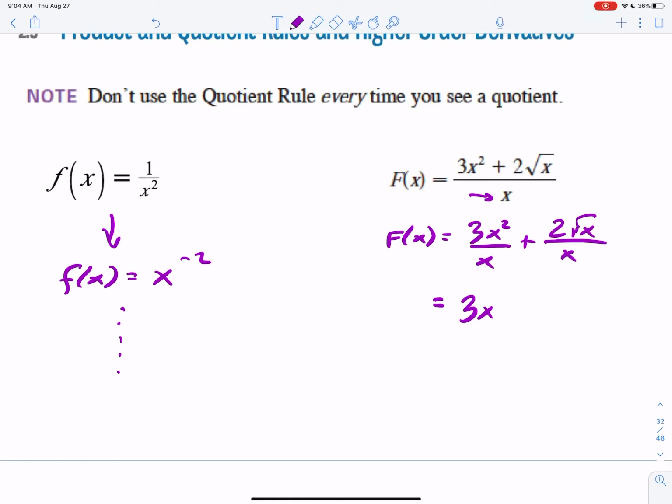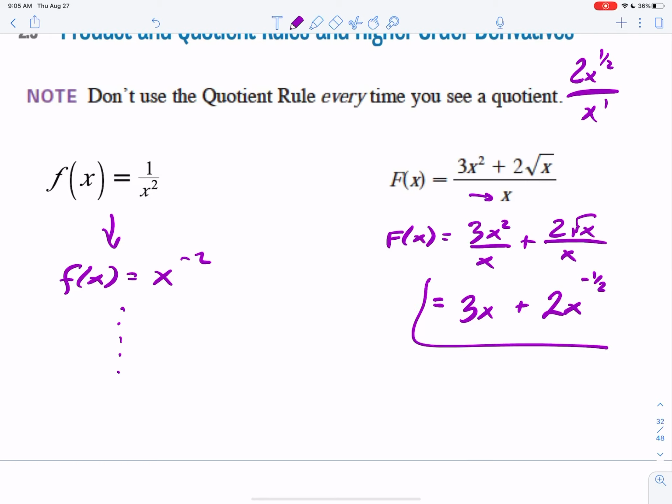Now here, I'll write on the side, that's 2x to the 1/2, and at the bottom it's 1. So if you divide with the same base, you subtract your exponents. That's going to be 2x to the 1/2 minus 1. So top minus bottom, that's going to be -1/2. And we'll leave it there. You could simplify some more, but who cares? All right. But in short, we avoided the quotient rule.